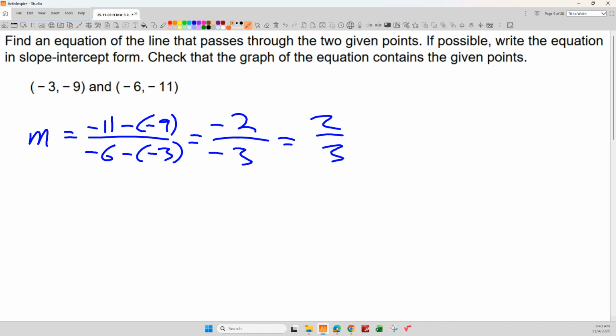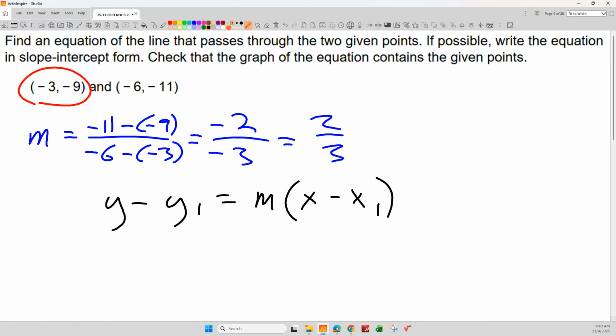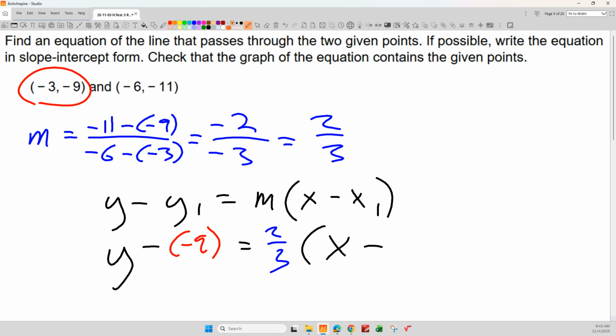So if that's our slope, take your pick of a point. How about that one? It's got slightly smaller coordinates. So what is point slope? y minus y1 equals m times the quantity x minus x1. Good, so then we would end up with y minus -9 equals 2/3 times the quantity x minus -3.